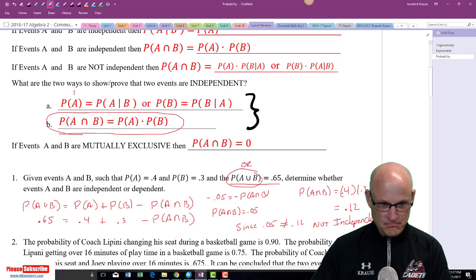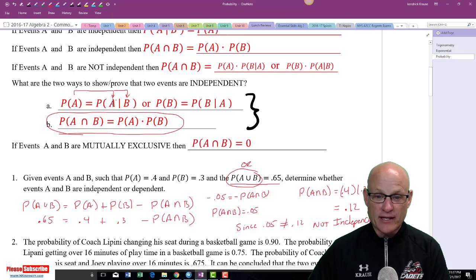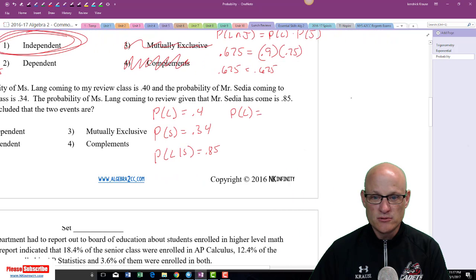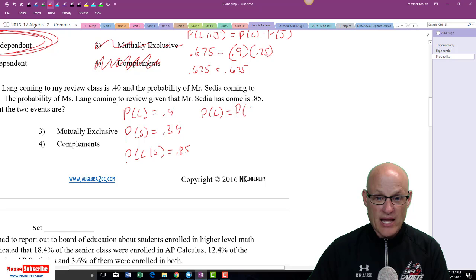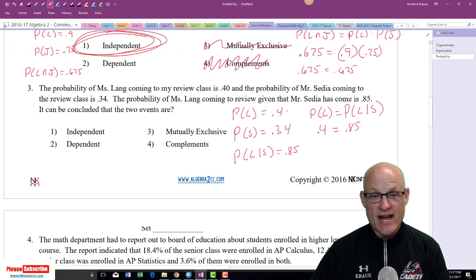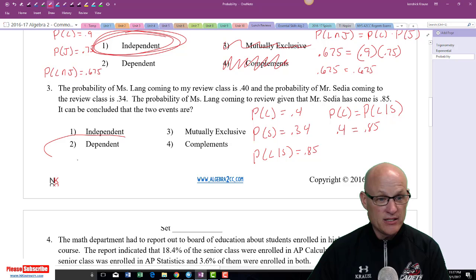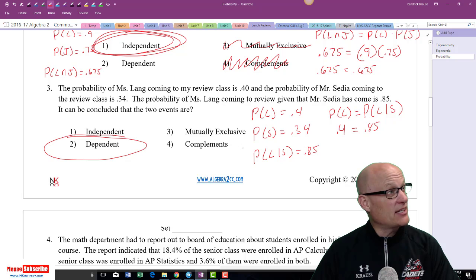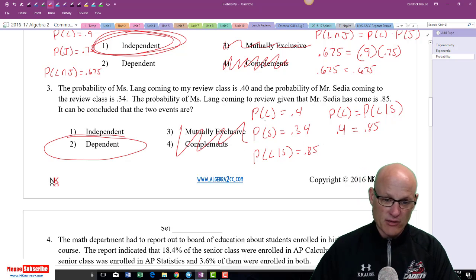But if the probability of A is equal to the probability of A given B, if those are equal, then it's independent. So I'm going to test to see if the probability of Lang is equal to the probability of Lang given Cedia. Well, is 0.4 equal to 0.85? Absolutely not. So they are not independent. Therefore, they must be dependent on each other. I guess, wait, hold on. I guess if they were dependent, they could be mutually exclusive, but they're not. Let's get rid of it.